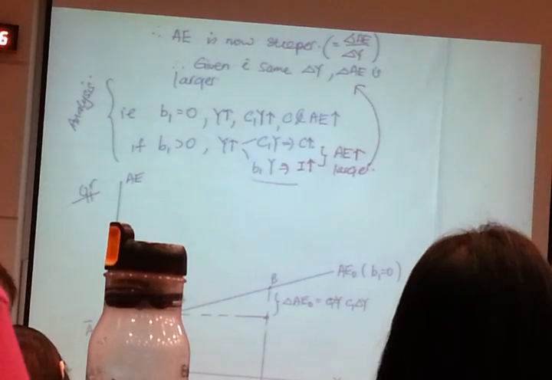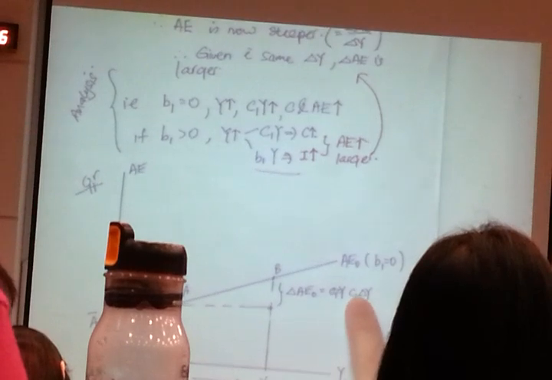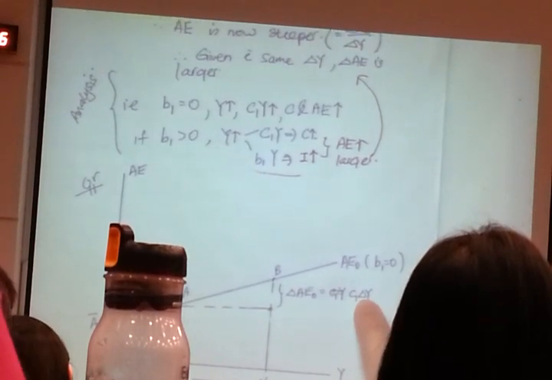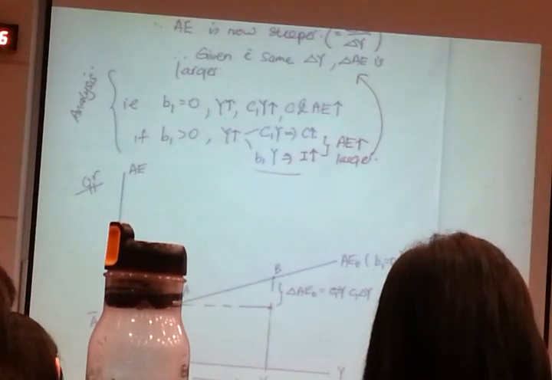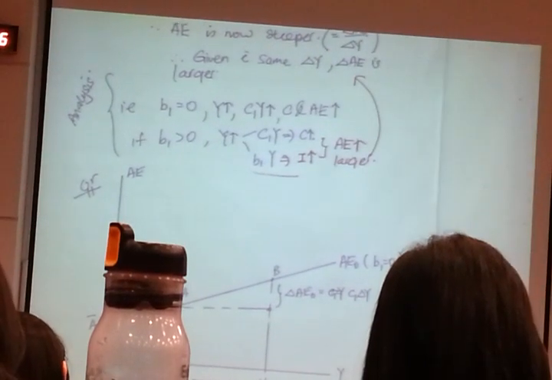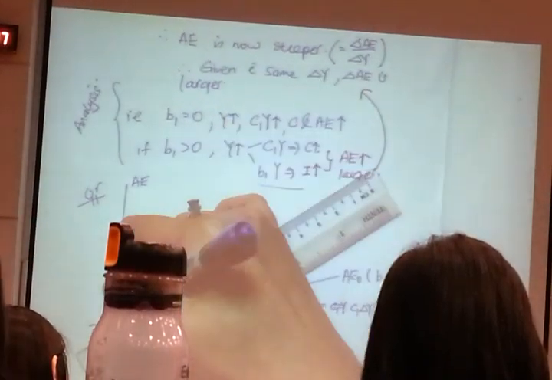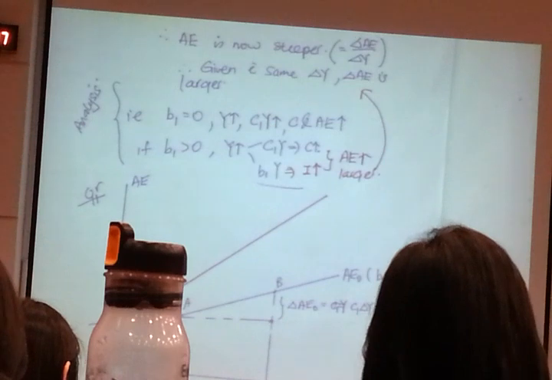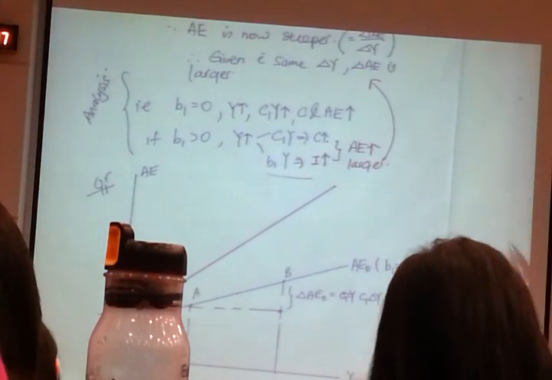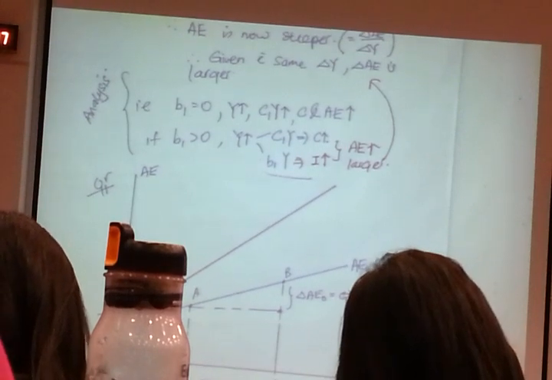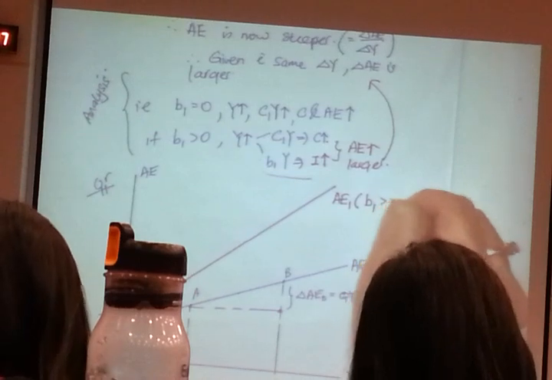An increase in income, AE went from A to B because households spend a fraction of the new income. That is the change in AE. Now AE is steeper. Okay, AE is steeper. So the intercept is unchanged, according to your equation. But the line is steeper. So let's call this AE1, where now B1 is positive.